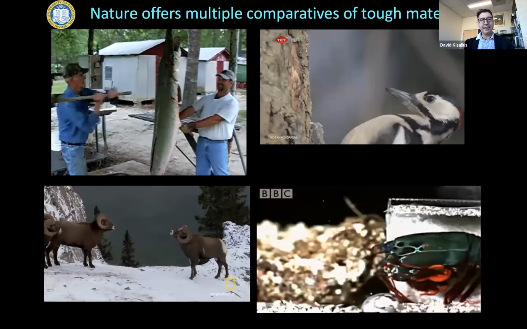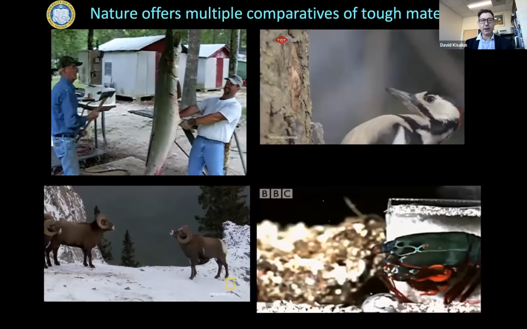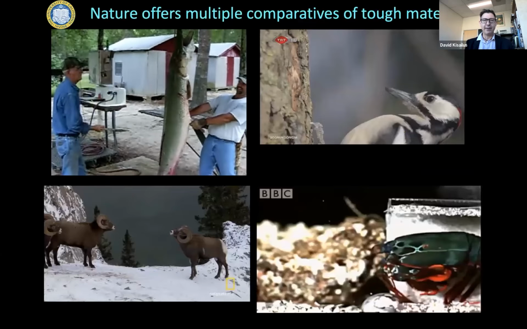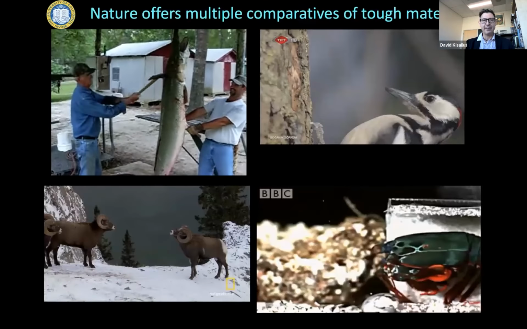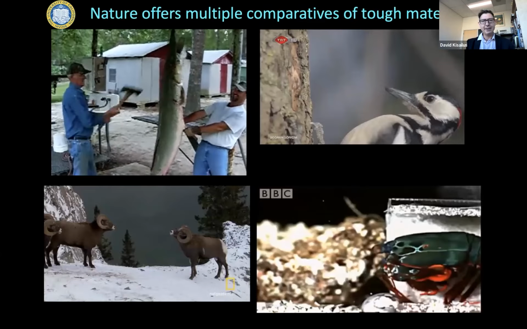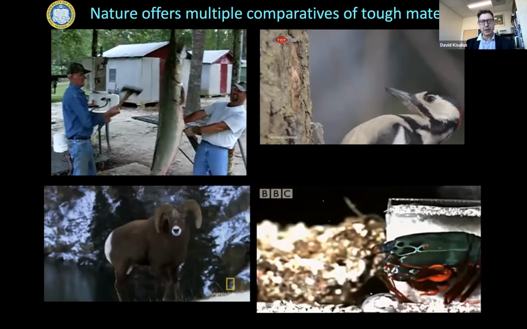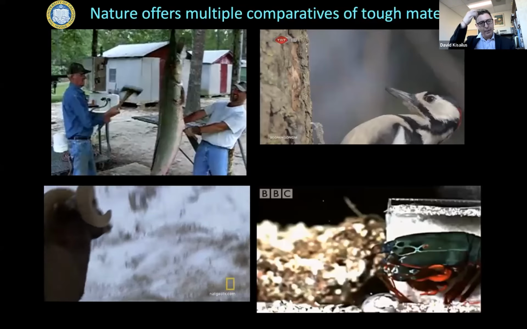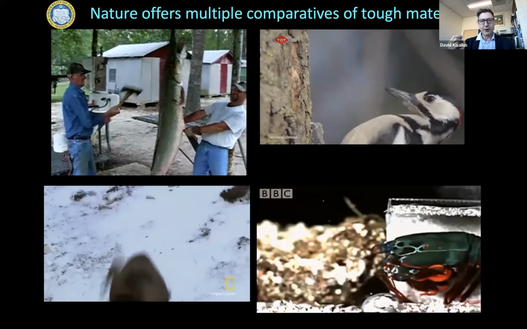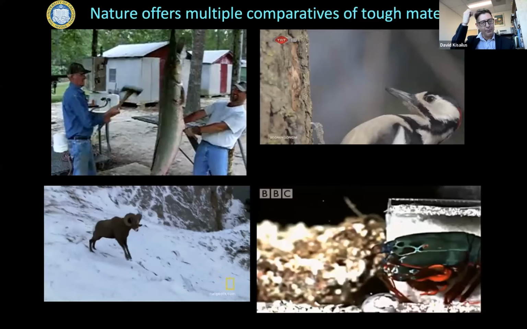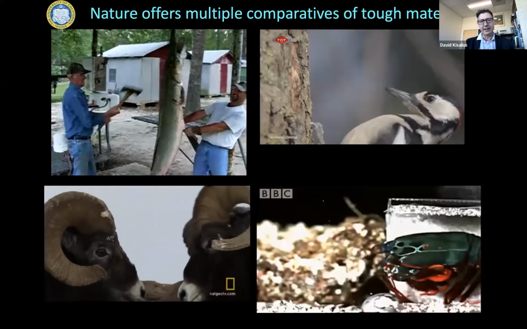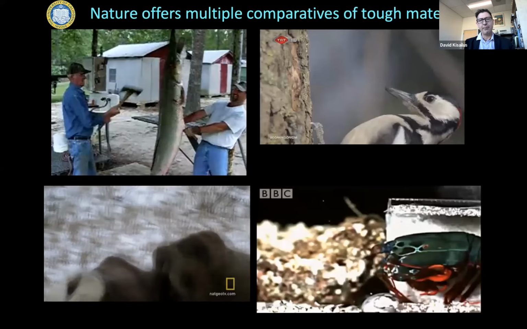Now, we study these organisms that are incredibly impact resistant. This is an alligator gar, a very tough scaled fish in the southeast United States. These are bighorn sheep that, during mating season, collide with each other, but their horns don't contain mineral. They're only made of keratin. It's very tough. It's the architecture inside those horns that makes them tough.